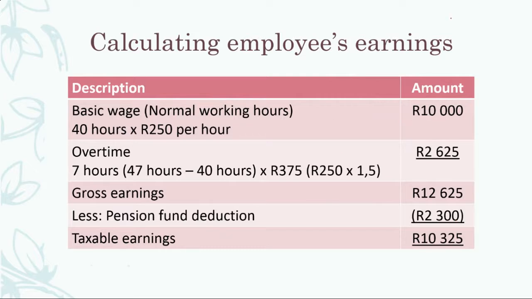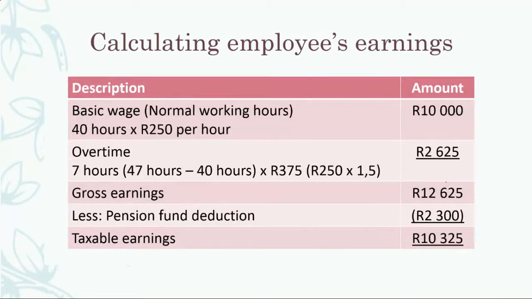Your basic wage is the 40 hours times the 250, which gives me 10,000 Rand. So that's the basic wage. Then the overtime is the 47 hours less the 40 hours, but our rate is 375 Rand. How did I get to that? I took the 250 and multiplied it by 1.5. So I take the 7 hours, multiply with the 375, and I get to 2,625 Rand.